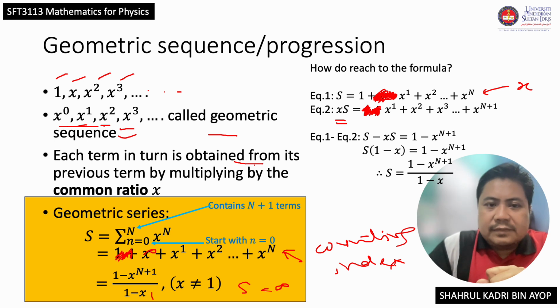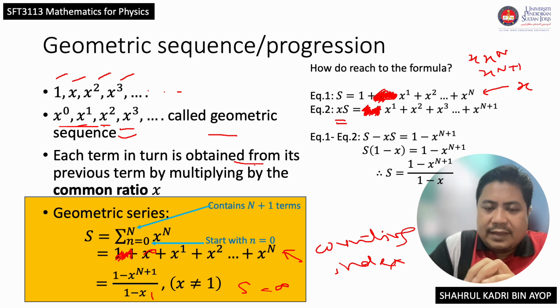Okay, then we have 1 plus 1 multiplied by x, we have x, and x to the power of 1 multiplied by x is x squared, and so on. And lastly, x to the power of n, we multiply by x. So because we have x^n, if we multiply, we will get x^(n+1). Okay, so we have it like this.